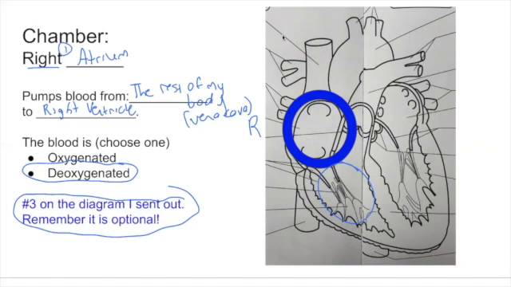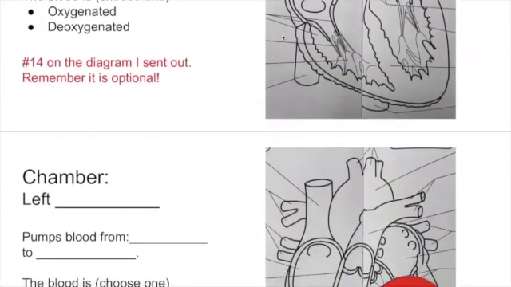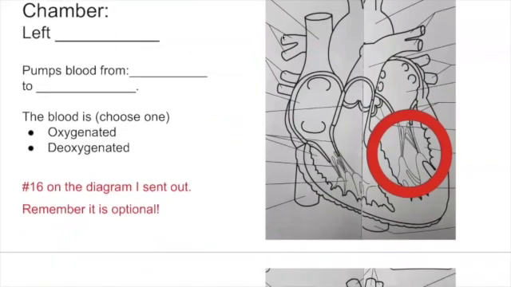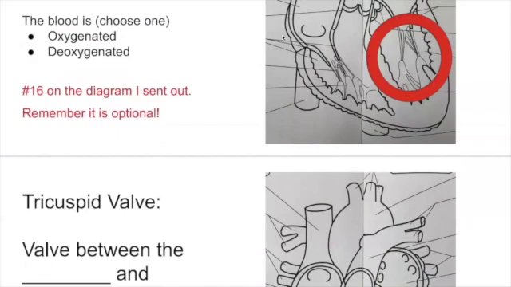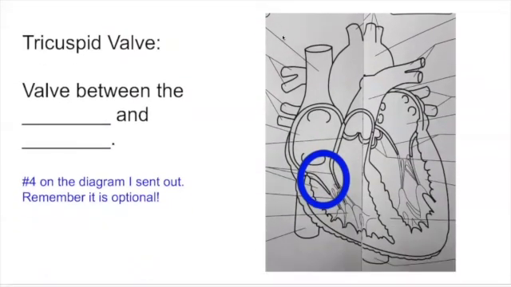So you're going to do the same thing for the next 3 chambers. So again, all you're telling me is which chamber is it? Where is it pumping blood to and from? And you're going to tell me, is that blood oxygenated or deoxygenated? Okay. And then the valves, you're going to do the same thing. So we're looking at our tricuspid valve here. All you have to do here is tell me it's a valve between what 2 chambers or what 2 things.